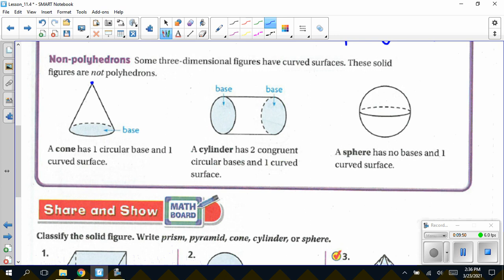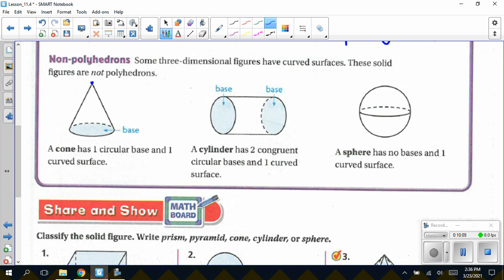My next non-polyhedron is a cylinder. The cylinder has 2 circular bases and 1 curved surface. And then finally you have your sphere, which is like a ball, and it has no bases and is one large curved surface.